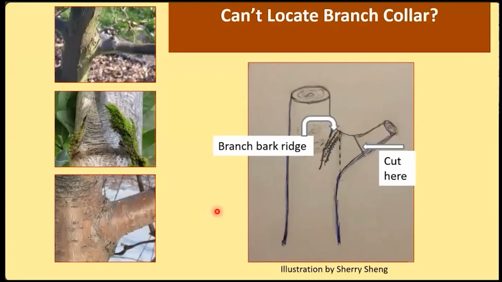So the way to do it, if you cannot visually identify the collar, is to begin with the branch bark ridge and then draw an imaginary line that is flush with the trunk and estimate the angle between these two, and simply repeat the angle on the other side, and that gives you where to make the cut. And again, cut at an angle which will give you a wound that is round, not an oval.